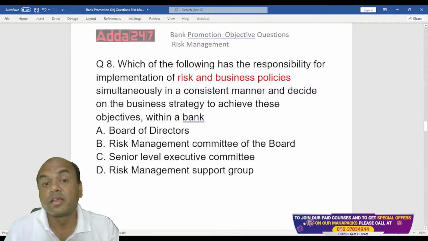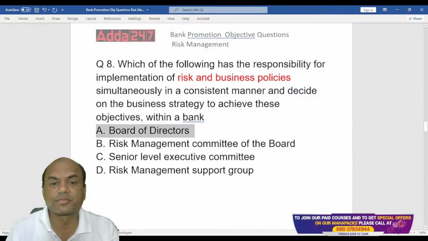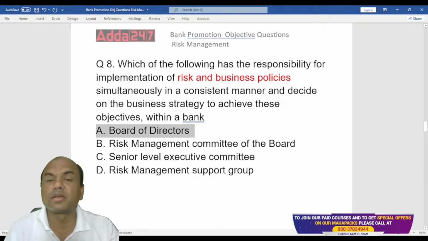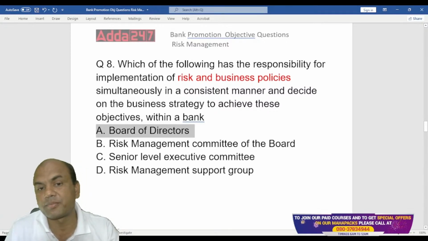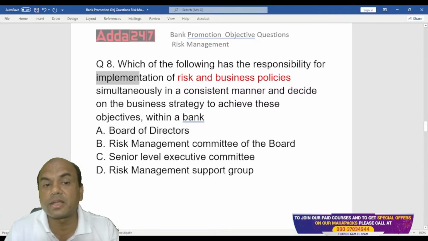Right. Now, what am I saying? Most of you are answering board of directors. I am seeing it in the comment section, because I told you earlier that the board is the head of the family, so that person is responsible. But the question is different over here. The question is of implementation.